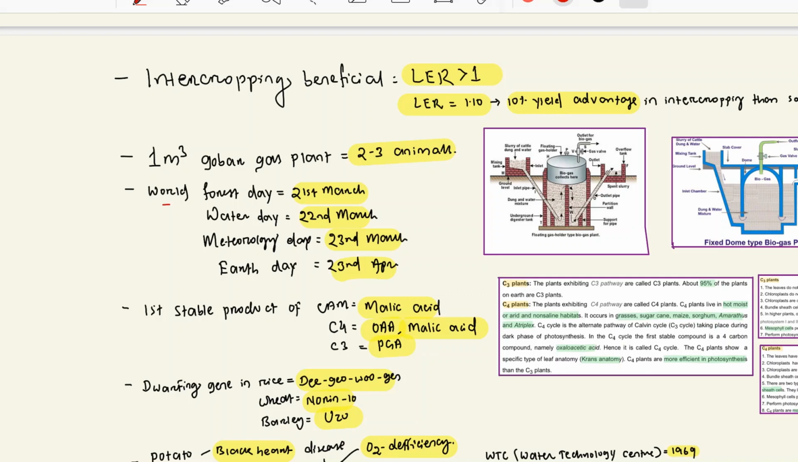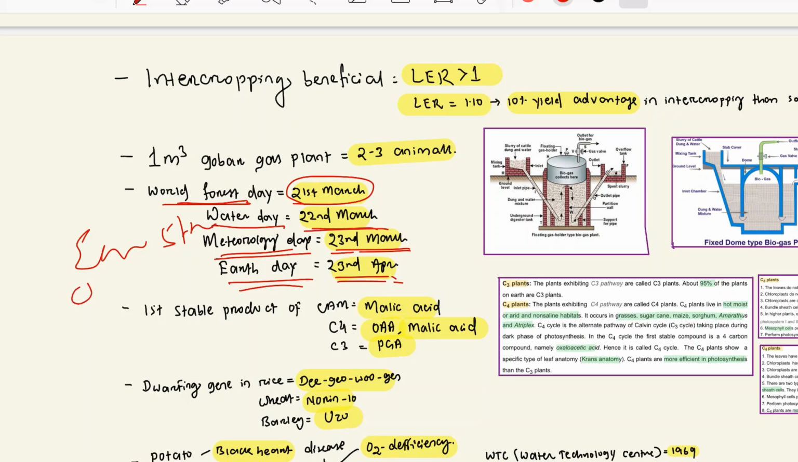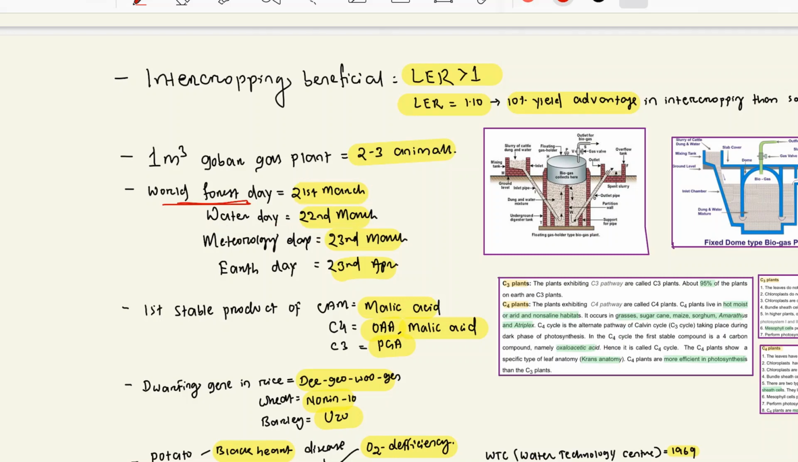World Forest Day, that is 21st March. Then World Water Day, 22nd March. Meteorological Day, that is 23rd March. Then Earth Day, 22nd April. Environment Day, 5th June. Ozone Day, 16th September. Then Food Day, 16th October. So these days are important. Farmers Day also, that is 23rd December. These days are important, you have to mug up all these days.